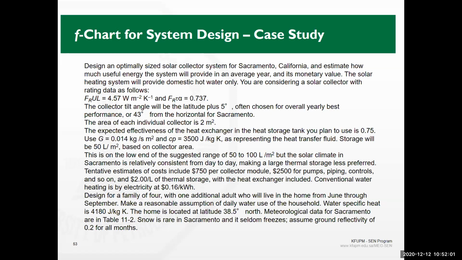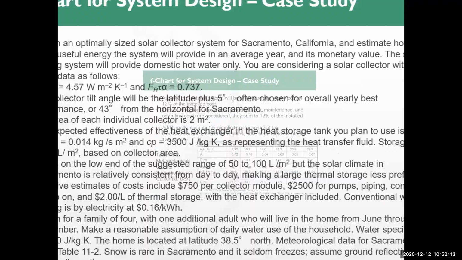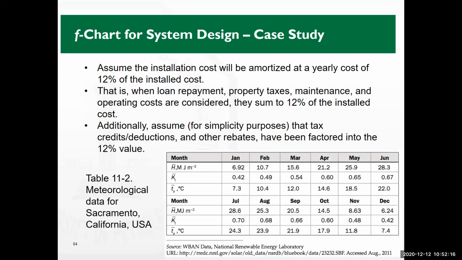So these are the requirements and the weather conditions of the area that need to be considered while you are designing a heating system for a family of 4 persons. The table that we see here has the weather data of that city, Sacramento, and the K parameter, which takes care of the ratio between the diffuse and the global radiation. Assume the installation cost will be amortized at a yearly cost of 12% of the installed cost.